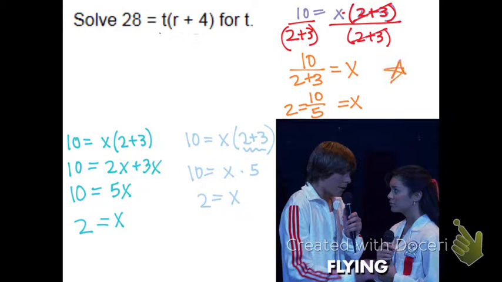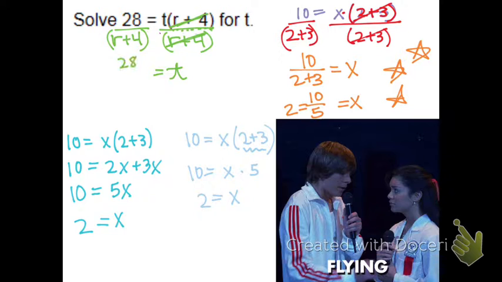So this is the method we are going to try. This is the one that is going to work here. So if we look at this, we want to undo multiplying by r plus 4. So we're going to divide by r plus 4. Because anything divided by itself is 1. And we need to divide by r plus 4 on the left side as well. So we're left with t equals 28 divided by r plus 4.